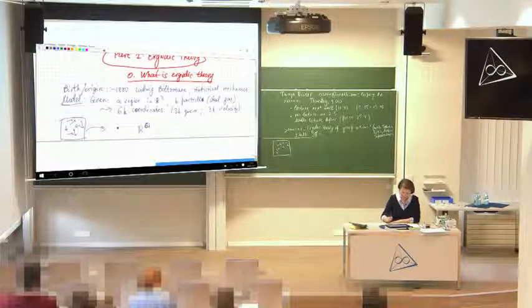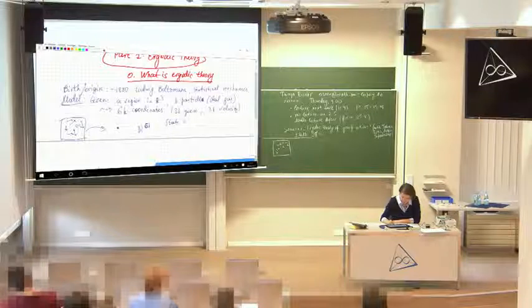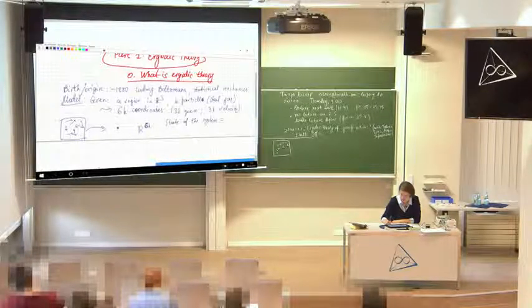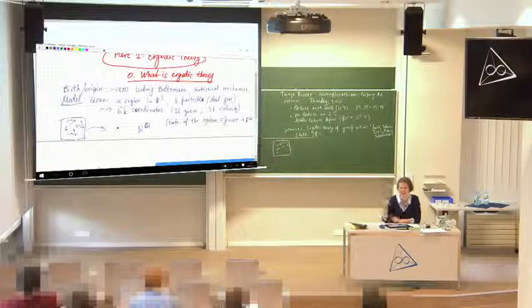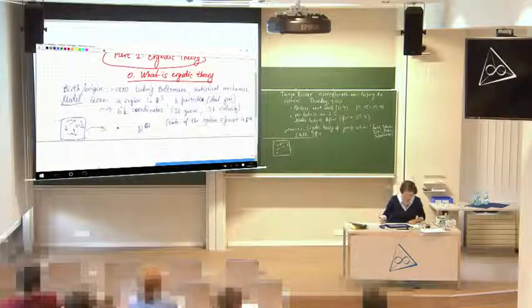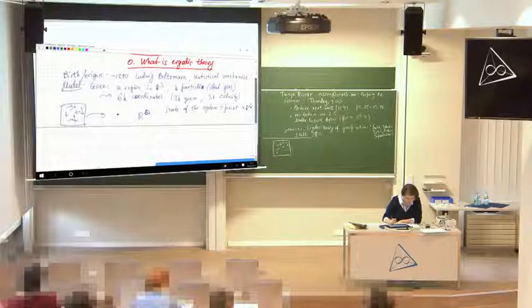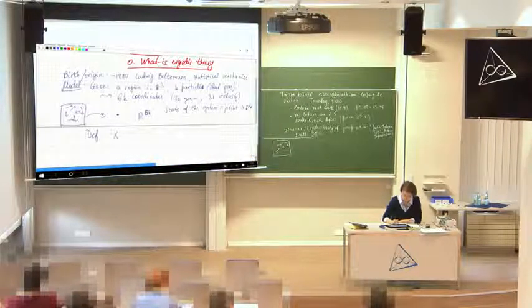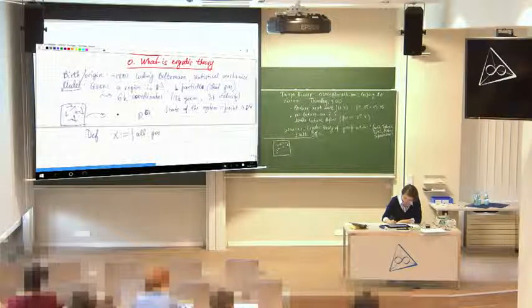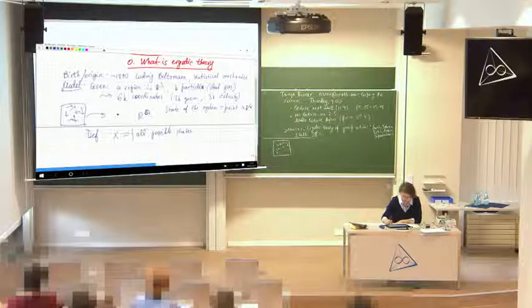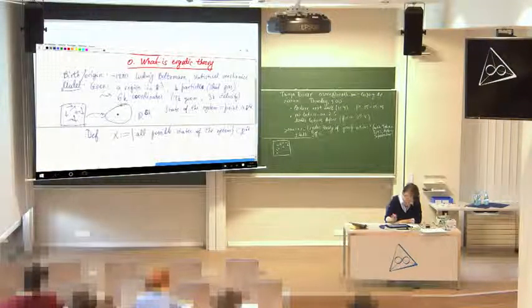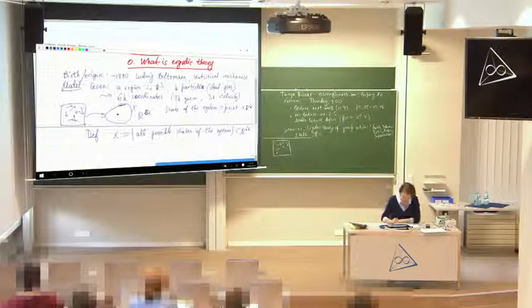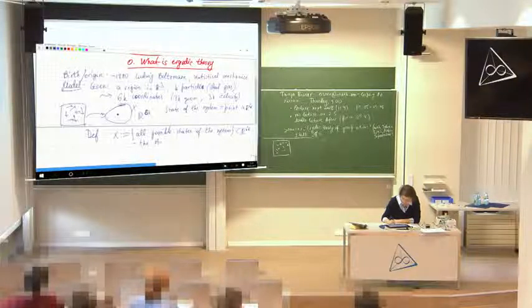R^6k, yes. So the state of the system is a point in R^6k. But not every point in R^6k is a state of the system, so not every point is possible for physical reasons. So define X to be the set of all possible states of the system. This is some region in R to the power 6k. So here we don't get the whole R to the power 6k, but some X, all possible states. And this we denote as the state space of the system.